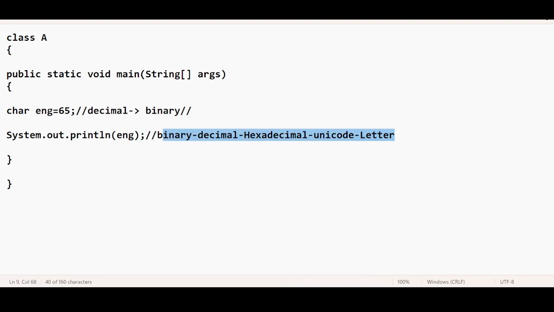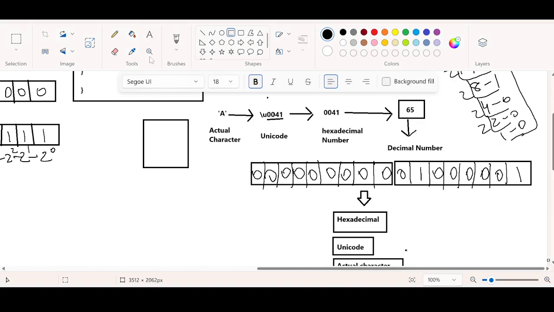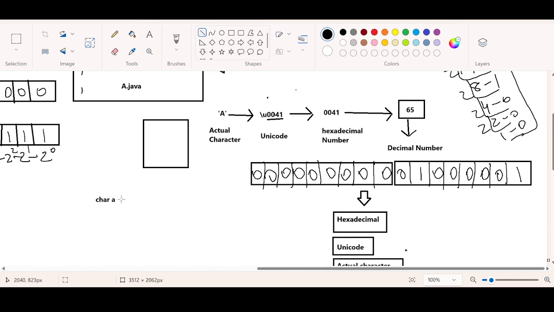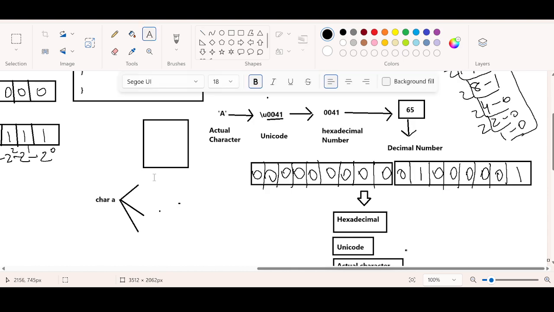Right? So by this, I can conclude that if I want to assign any value to the character data type, I can assign three kinds of values. First, I can directly assign a letter, or I can assign a Unicode, or I can assign a decimal number.